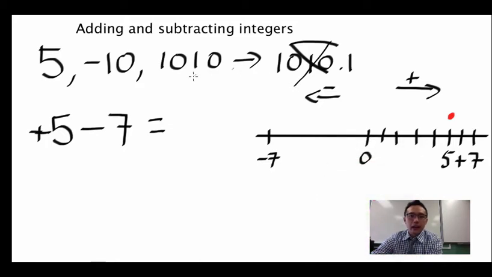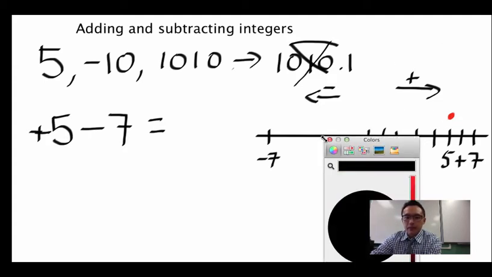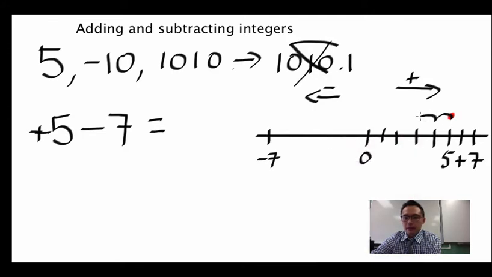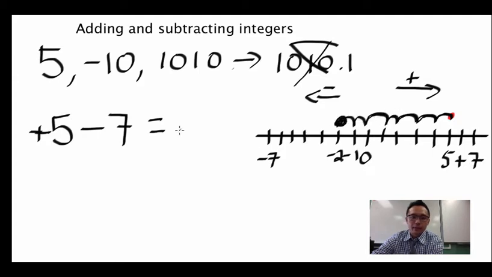Because this question is plus 5 minus 7, we're going to take 7 steps to the left. So going back to my dot, this is where I started, plus 5. I'm going to go backwards 7 times: 1, 2, 3, 4, 5, 6, 7. So this is my final answer, which is negative 2.